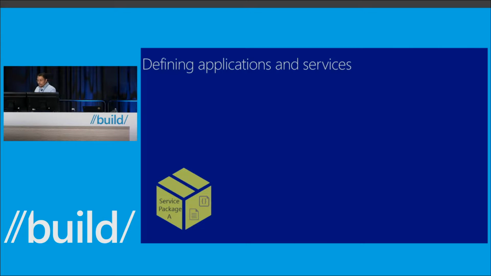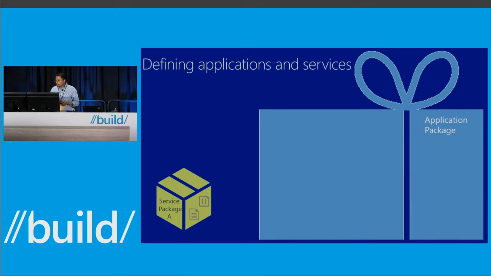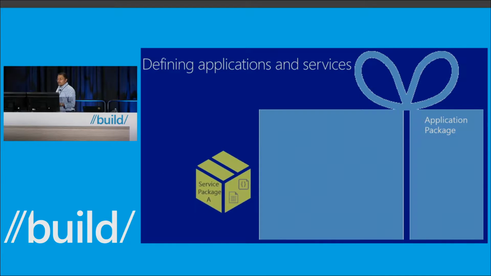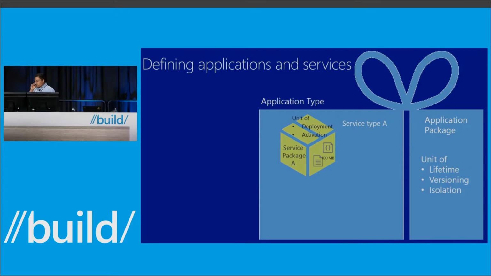So the way to think about these service packages is that each provides you a complete, standalone functionality. It can be deployed independently. It can run independently. That's how you should think in terms of a service package. And then each of these service packages, of course, has to be contained in something. That container is called, for us, one of the containers is called the application package. This application package is actually the unit of lifetime versioning and isolation.